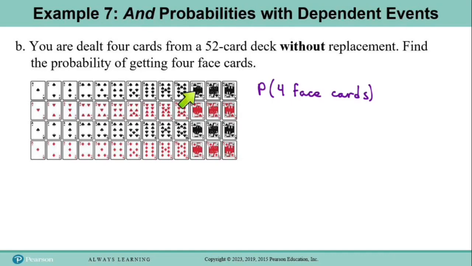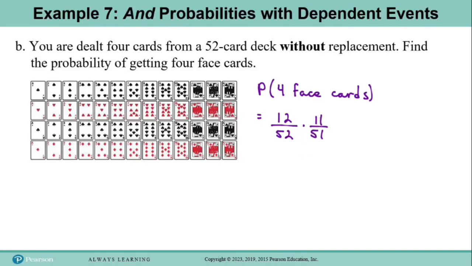So there are 12 face cards in this deck of 52. So the probability that the first card is a face card is going to be 12 divided by 52. Now that's going to be times the probability that the second card is a face card, assuming that the first card was. And so if we drew a face card the first time, now we're down to 11 face cards and 51 total cards left in the deck. So that would be a probability of 11 divided by 51.